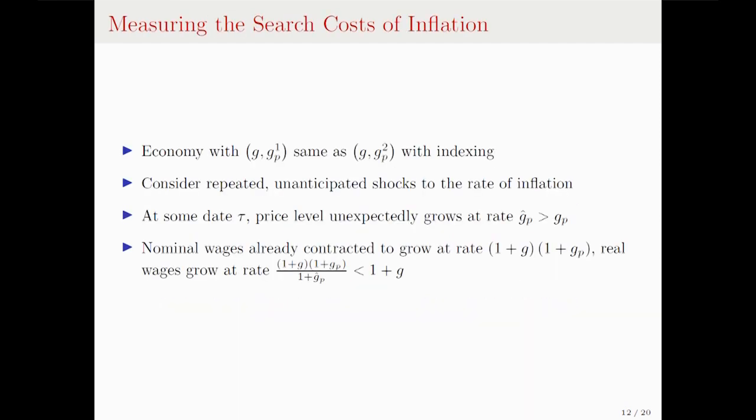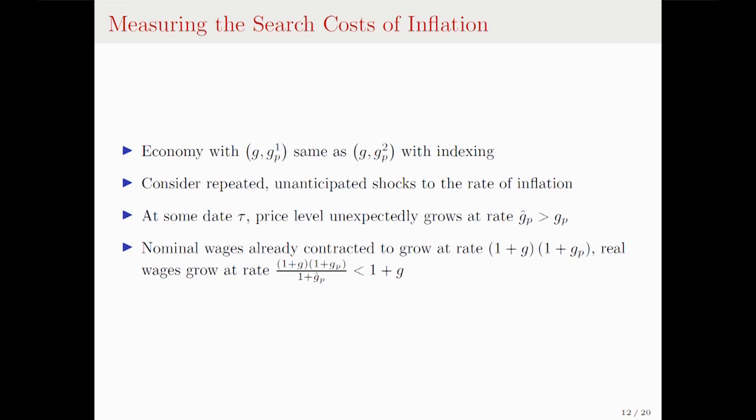Okay, so thinking about the cost of inflation in this context, one thing that results from the balanced growth path assumption we make to solve the model is that an economy with a growth rate of the price level of, say, 2% and one with 4% trend inflation are going to be the same, as long as those wages are indexed the way that we've described.